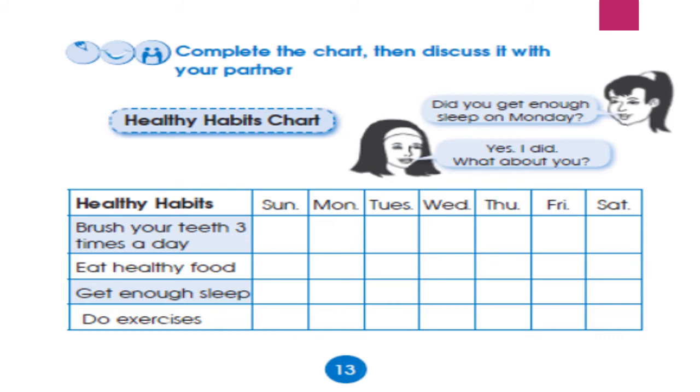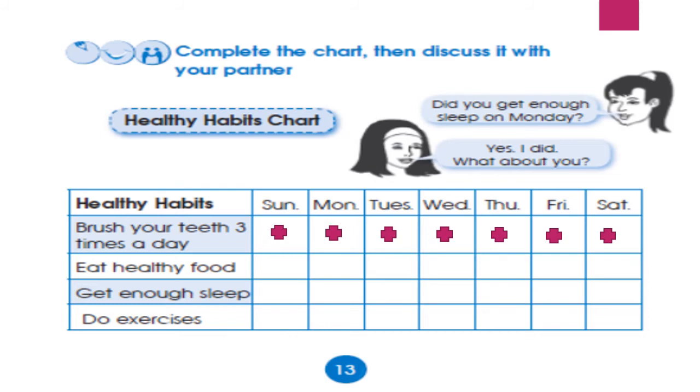The first healthy habit is brush your teeth 3 times a day. So you must brush your teeth every day, and you must brush your teeth 3 times a day. So you must brush your teeth every day: Sunday, Monday, Tuesday, Wednesday, Thursday, Friday, and Saturday. Okay?